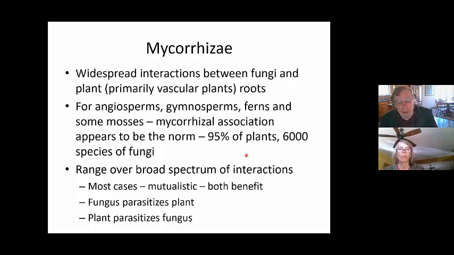Mycorrhizae are widespread interactions between fungi and plant roots, and they're primarily focused on vascular plants. So we're talking about angiosperms, gymnosperms, ferns, and even some mosses, which aren't vascular, have mycorrhizal associations. That appears to be the norm for most plants. Somewhere around 90 to 95% of plants can form mycorrhizae, with some 6,000 species of fungi.